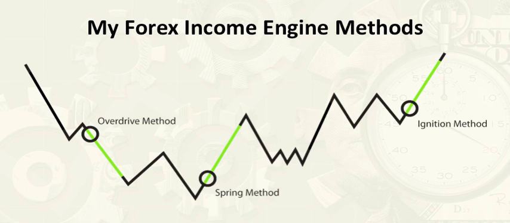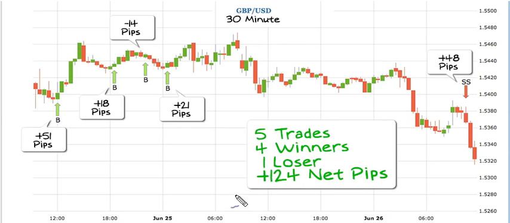The overdrive method gets you into markets that are already on fire in the safest possible way. The spring method is a counter-trend method that gets you into the market as the trend is about to change when most traders least suspect it. And the ignition method gets you into the market in a well-established trend on very specific kinds of pullbacks in the markets. All right, here's the British pound US dollar 30-minute chart that we looked at earlier.